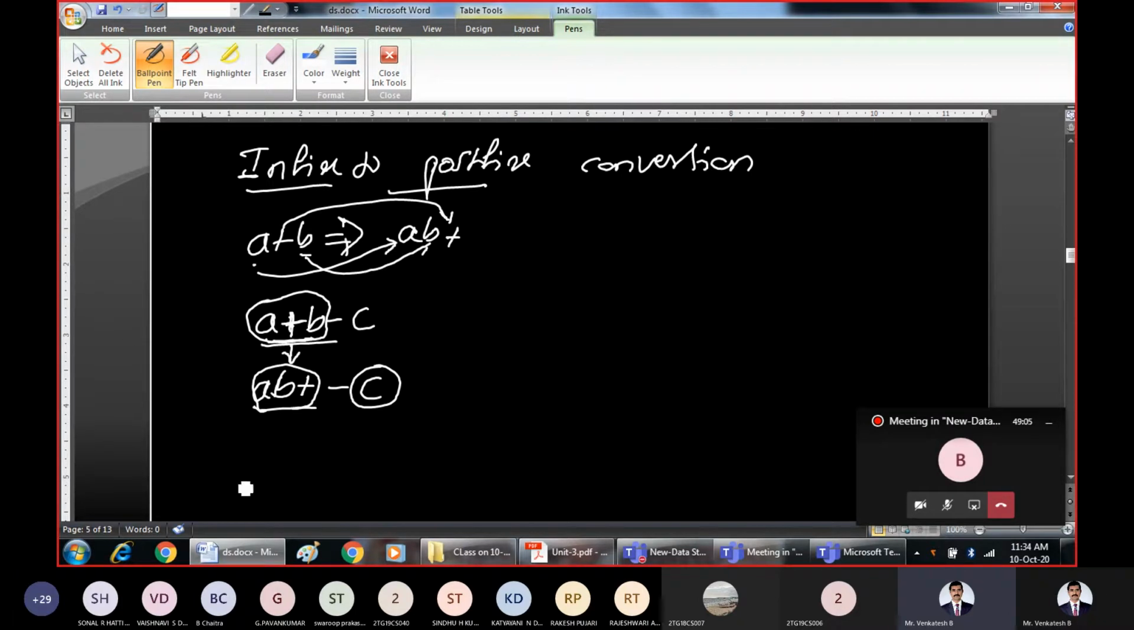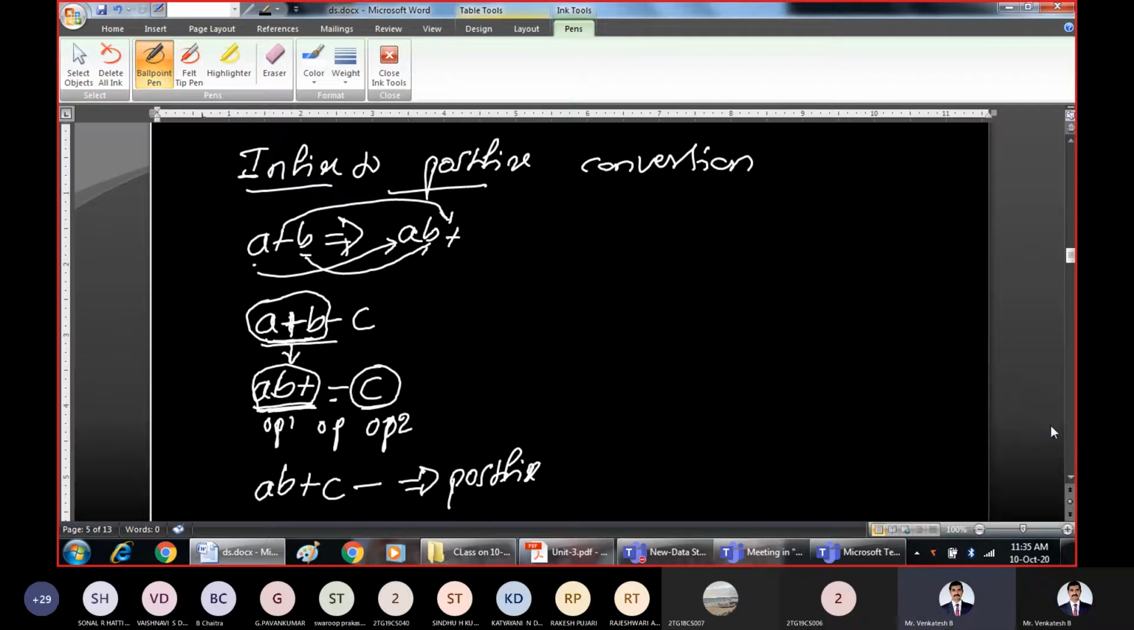How do you convert it to postfix? What is the procedure? Write the first operand first. This is operand 1, this is the operator, and this is operand 2. First we write operand 1. This entire thing becomes operand 1 now. What is that? AB plus. Write it as it is. AB plus is operand 1. Then write the second operand, c. Then write the operator minus. So this has been successfully converted to postfix form.